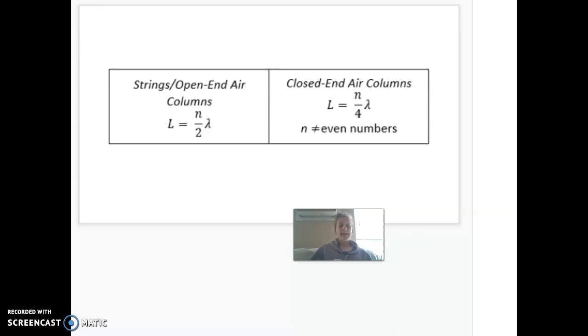And this is how we can relate the different parameters of waves. When we talk about a string or open-end air column, the length of the string or the length of the open-end air column is L equals n over 2 times wavelength, where n is the harmonic number. And for a closed-end air column, L equals n over 4 times wavelength, and n cannot be equal to an even number. It just doesn't occur. So in your instruments, when you had string instruments, you used this relationship. And if you had a closed-end air column, you would use this type. So this would be like your cups of water, the water xylophone.